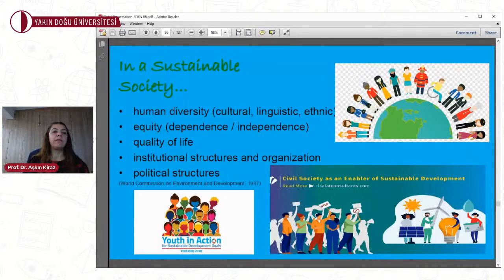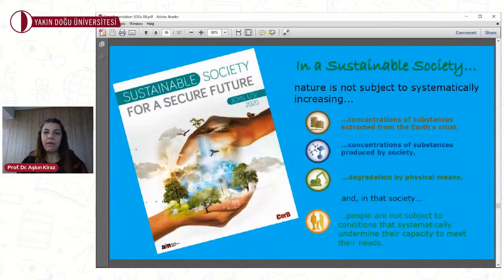What can we see in a sustainable society? Here you can see different examples. For example, human diversity, like cultural, linguistic, ethnic, or you can find equity, dependence, independence, quality of life, institutional structures and organization, political structures, and like this. In a sustainable society, nature isn't subject to systematically increasing concentrations of substances extracted from the Earth's crust, concentrations of substances produced by society, or degradation by physical means, and people are not subject to conditions that systematically undermine their capacity to meet their needs.